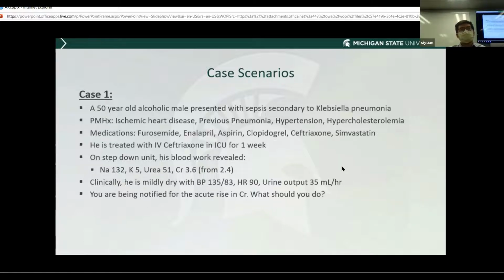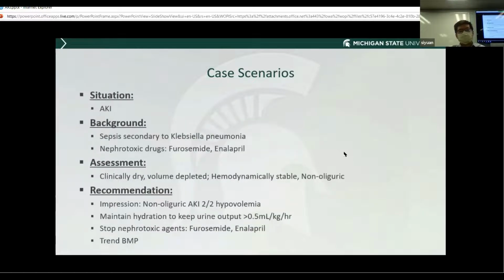Yeah, it might be sepsis. Hypovolemia, yeah, because he's clinically dry. Yeah, so those are the things you keep in mind: what causes the AKI and what you do. So if you go through the SBAR approach, we know that this is AKI. His background is sepsis, and he's on several nephrotoxic drugs. Clinically, he's dry, but he's still hemodynamically stable, and he is producing adequate urine.